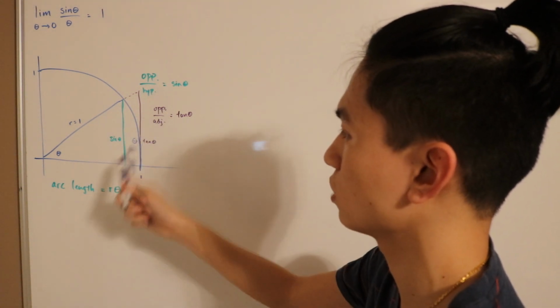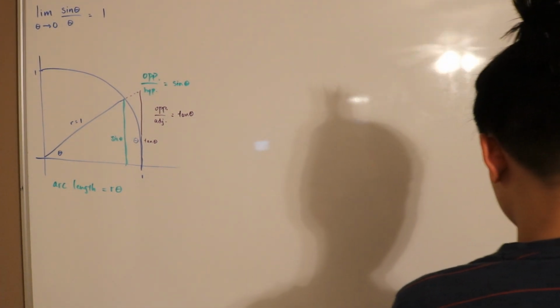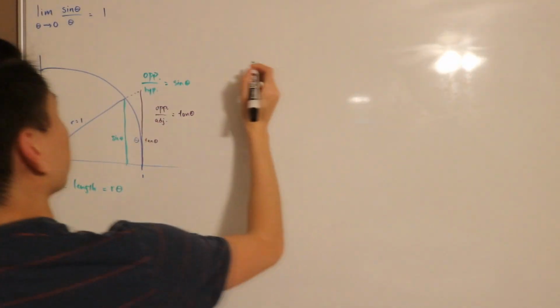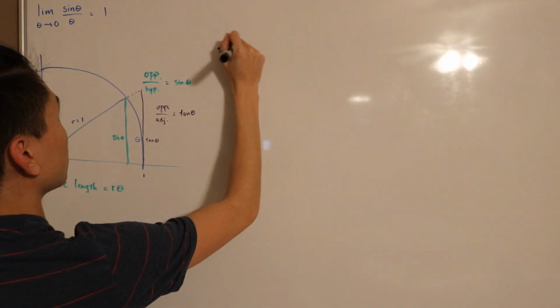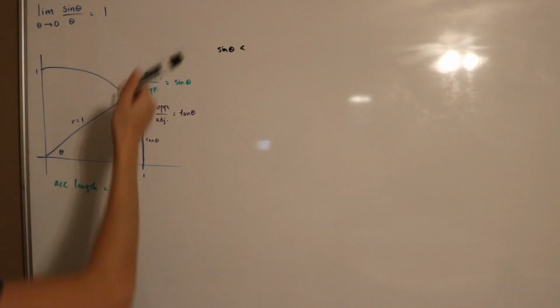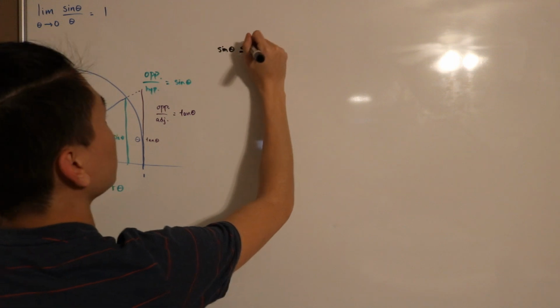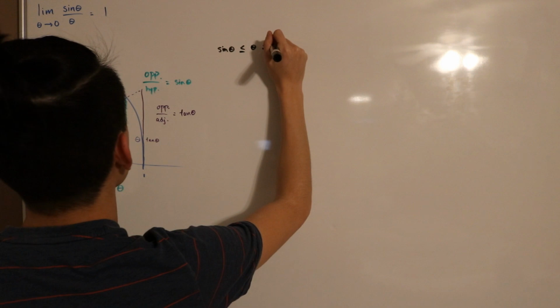Let's compare these three lengths. I'm going to use black for this one. I have like 8 markers, so I've got a lot of variety on me. Let's write our inequality. Because theta is approaching 0, it's positive, so we can include the equal sign. Sine theta is less than theta, which is less than tangent theta.